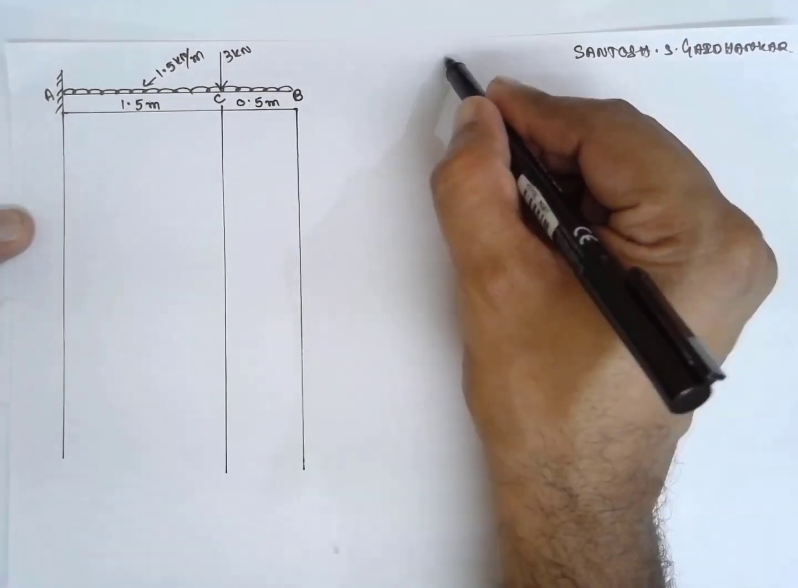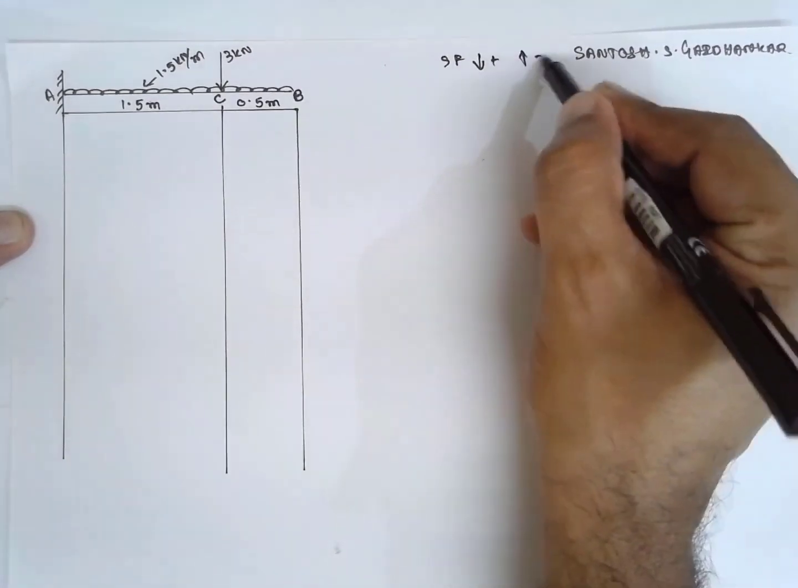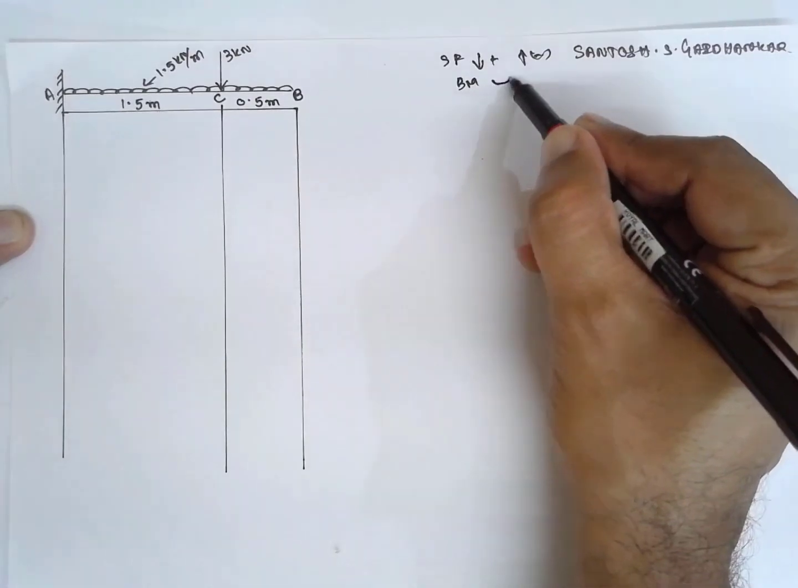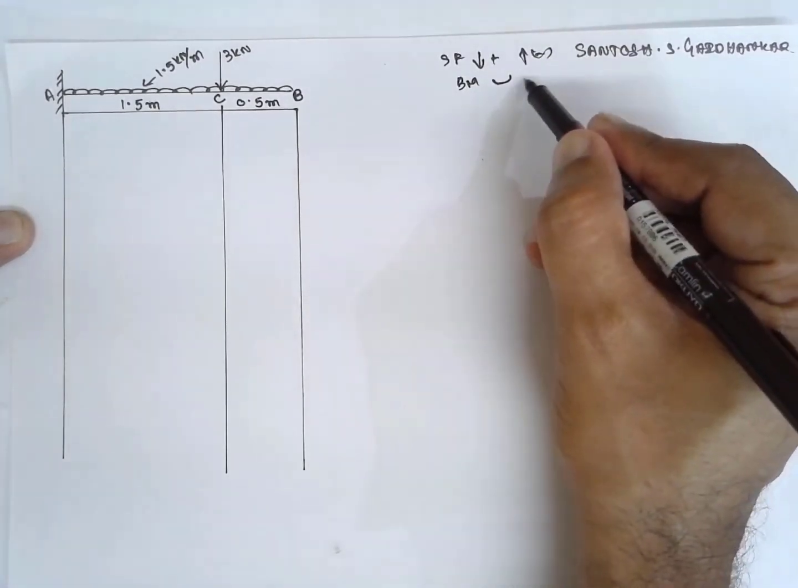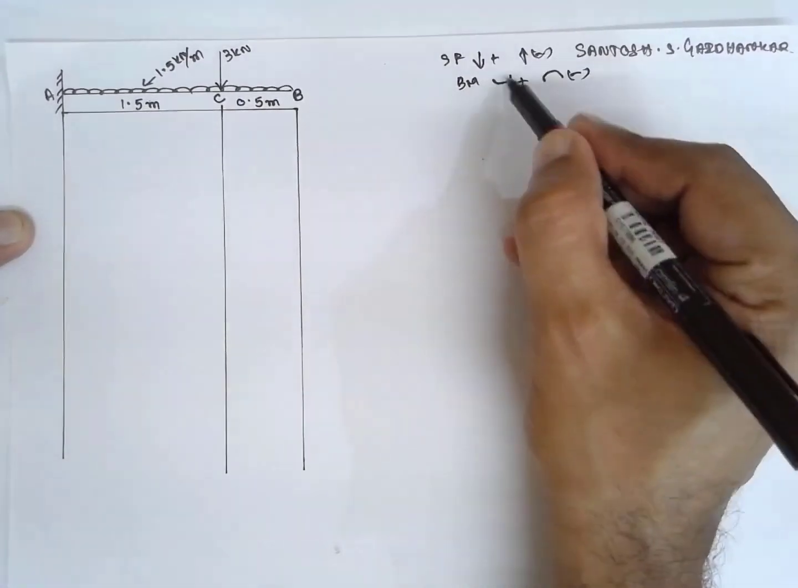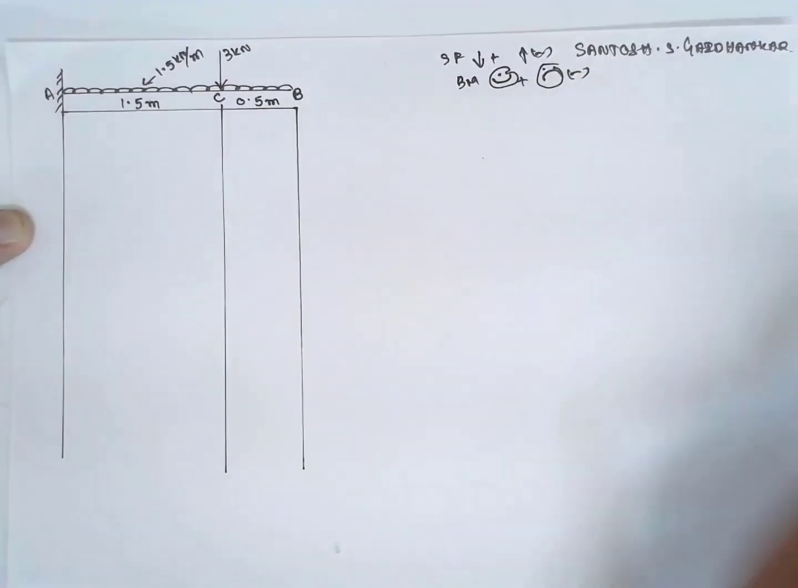Now for shear force I am considering downward as a positive and upward as a negative. For bending, sagging as a positive and hogging as a negative. That means smiling face is positive, sad face I am considering as a negative here.